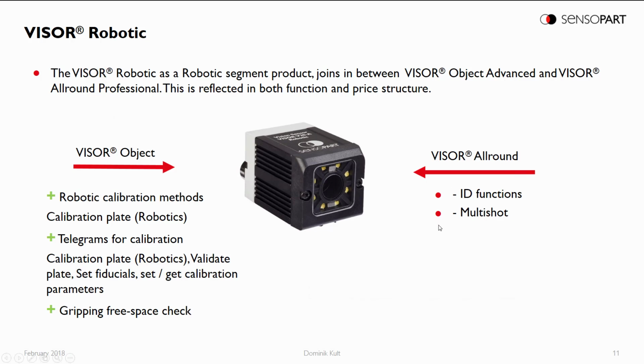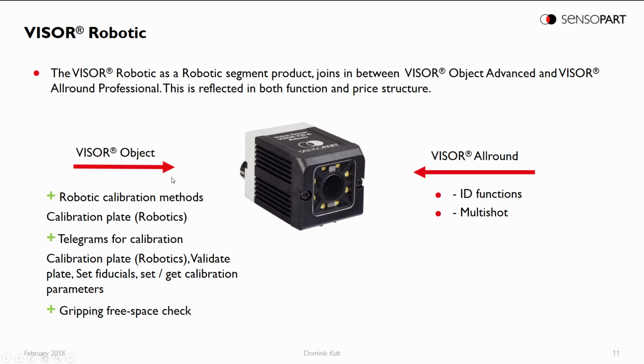That means when we look in the middle, we have our VISOR Robotic. When we look on the right side, we have the VISOR All-Round Professional. The VISOR Robotic doesn't have the ID function. That means you have no barcode, no data matrix code, no OCR, and no multi-shot.